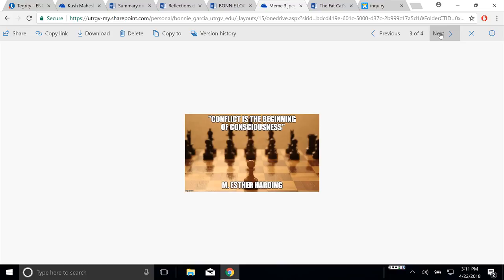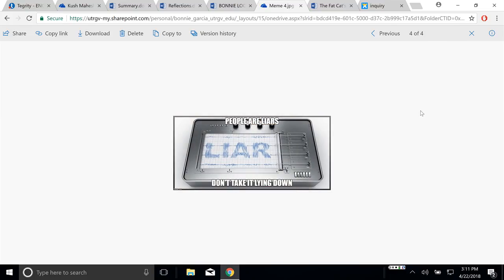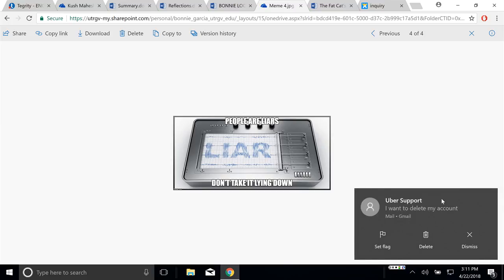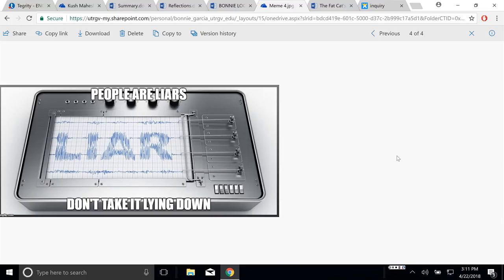Again, demonstrating the importance of analysis. And then just a funny lie detector meme, people are liars, don't take it lying down. Support message. Sorry.